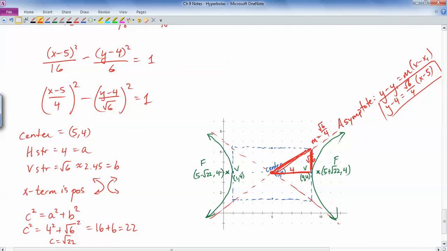And then down here, for this bottom asymptote, it's almost the same slope, except now it's going down root 6 instead. So this slope is negative root 6 over 4. So then the equation is going to be y minus y1, which is the center point, 4, equals m, negative root 6 over 4, times x minus x1, and we know it goes through the center point, so I'm going to put 5 there for the center. And there's all that info, ready to go. All right, I hope that helps a little bit.